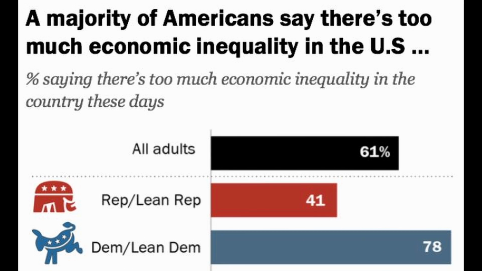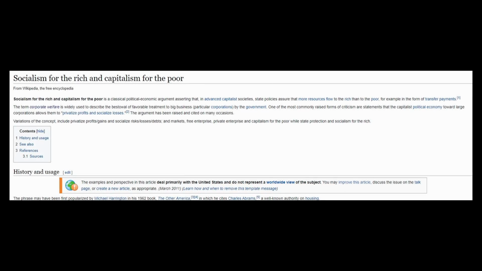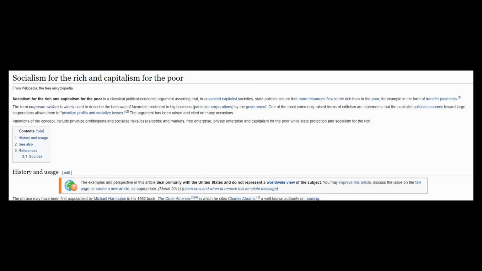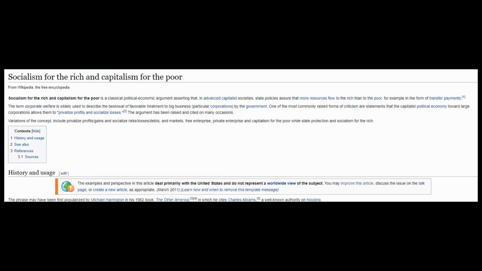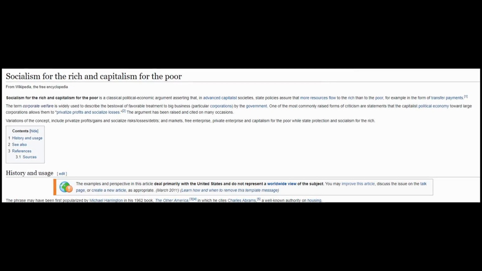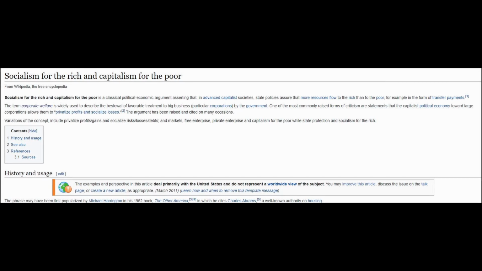Again, the reality is 61% of Americans say that income inequality is a problem. When the majority of public wants something, but the majority of elected representatives wants another thing, that is how you have a democracy in decline. On top of that, consider the fact that we have seen multiple bailouts of major corporations over the years, most notably in 2008. The statement, socialism for the rich, capitalism for the poor, is based on many real-world truths.